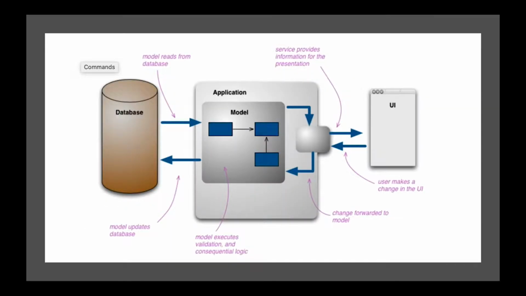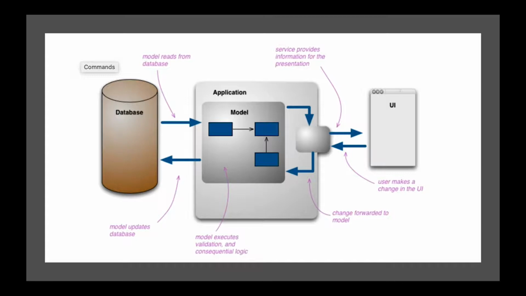So this is like a regular system where we have the UI. The user can make a change in the UI. Afterwards, the change is forwarded to the model. The model executes information and validates the request. Afterwards, the model sends updates to the database. In other words, we can also have a user make a request from the UI, then the model reads from the database, and the information is passed to the UI again.